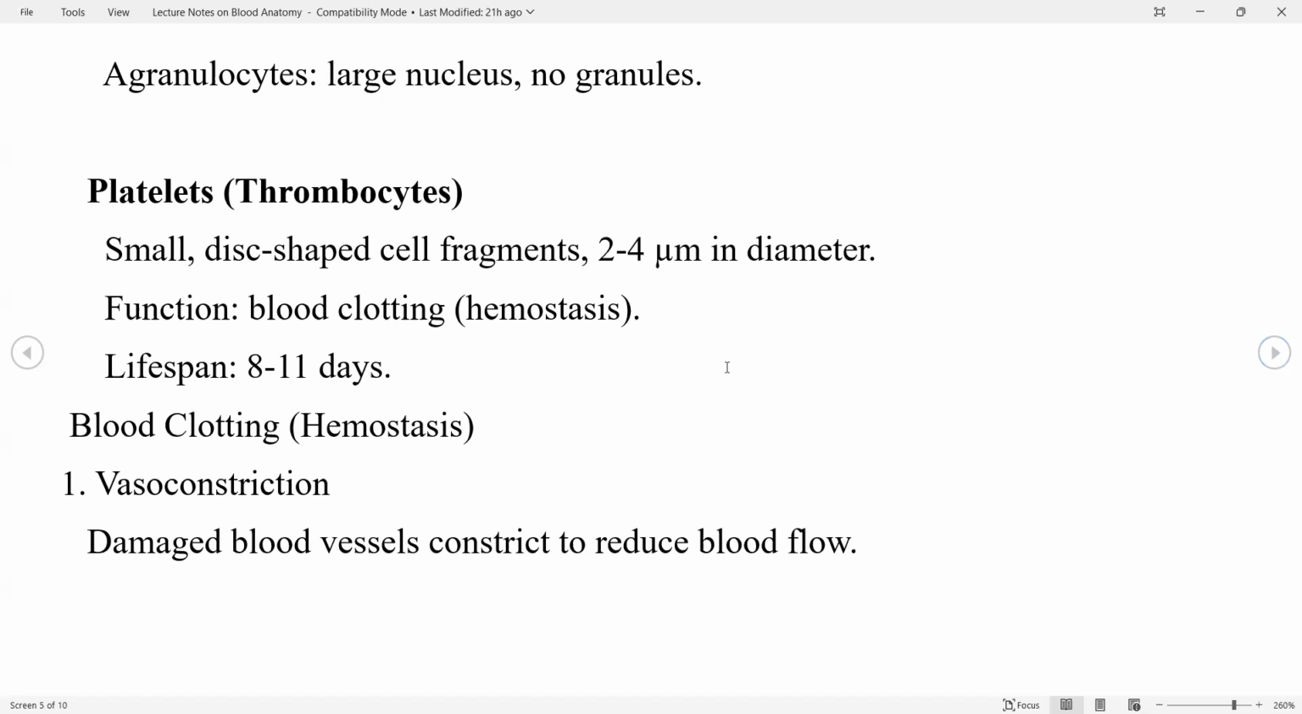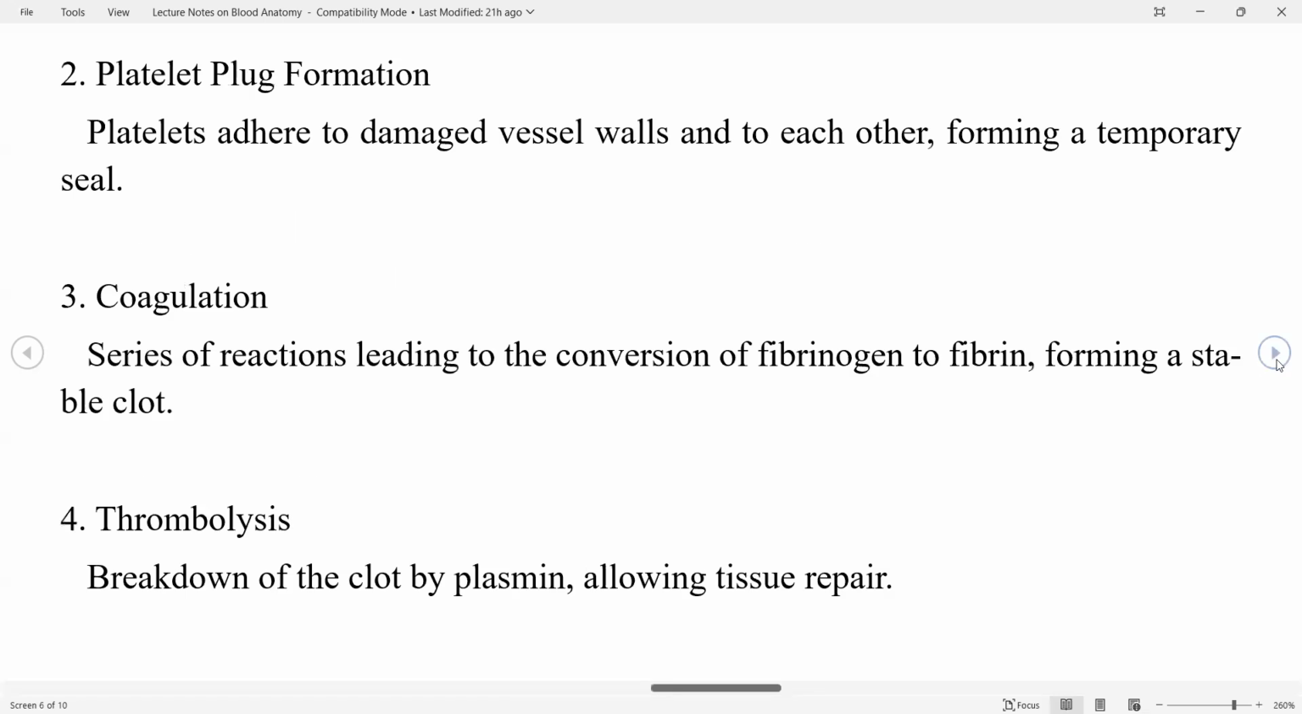So let's talk about the process of blood clotting itself. When you have a cut, some blood vessels get damaged. The first thing that happens in the process of blood clotting is vasoconstriction. These damaged blood vessels must constrict to reduce blood flow. Then after vasoconstriction, we now have platelet plug formation. Platelets begin to stick to the damaged vessel walls. They stick to each other and they form a temporary seal, okay?